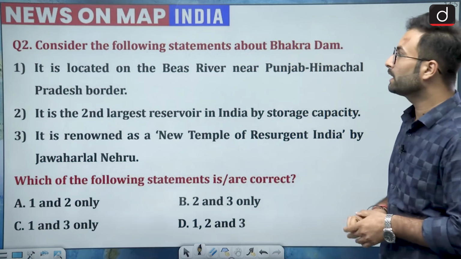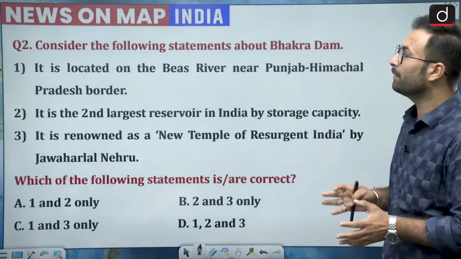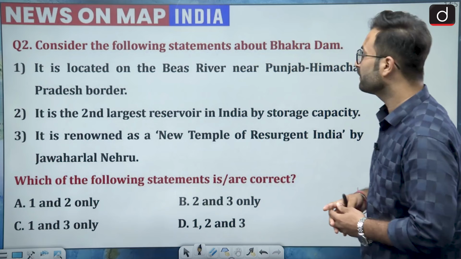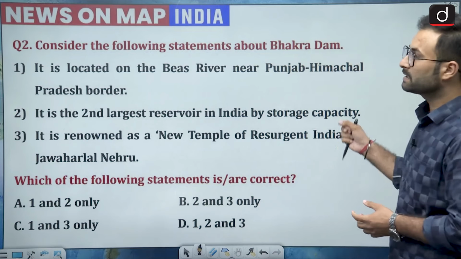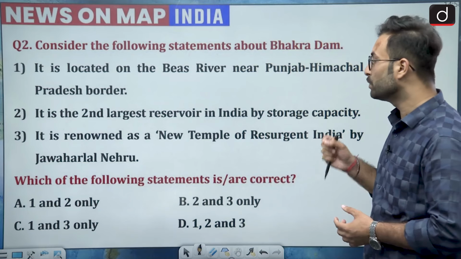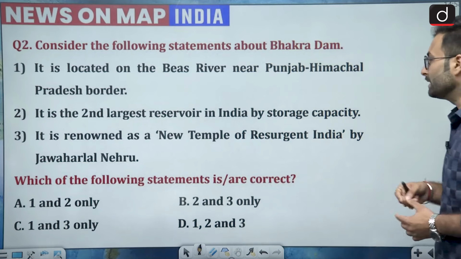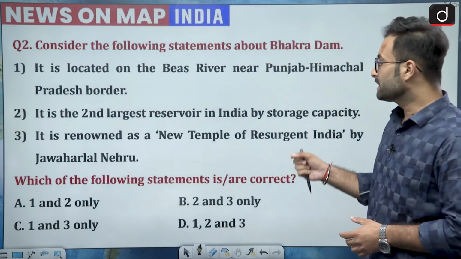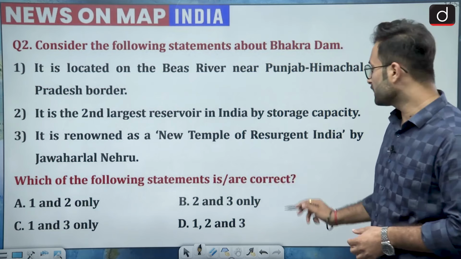Statement 1 is, it is located on Beas River near Punjab Himachal Pradesh border. Second is, it is the second largest reservoir in India by storage capacity. Okay, so that is the second statement. Third is, it is renowned as the new temple of resurgent India by Jawaharlal Nehru. Which of the following statements is or are correct? You have to choose the correct statements.